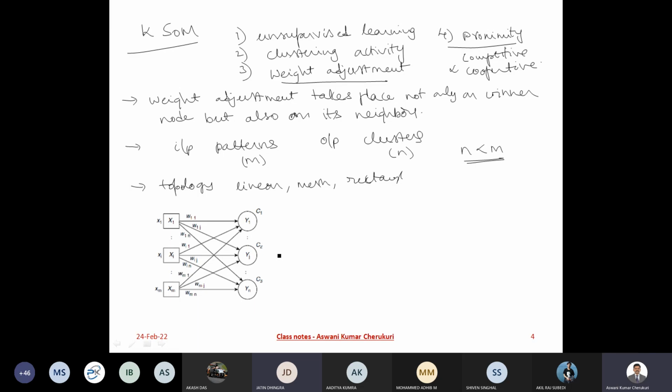So the network looks like this. You have n number of nodes and you have about n number of clusters. Okay, output nodes, and you have the clusters. Now, if you notice the radius or the neighborhood region, it is similar to the way your Mexican hat looks. Okay, I will show you that also.